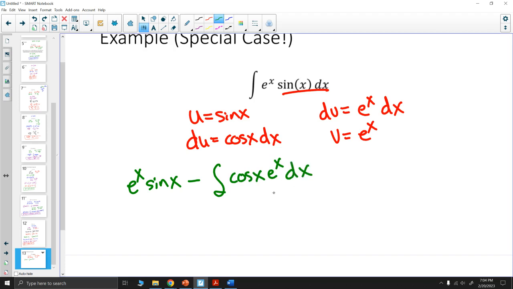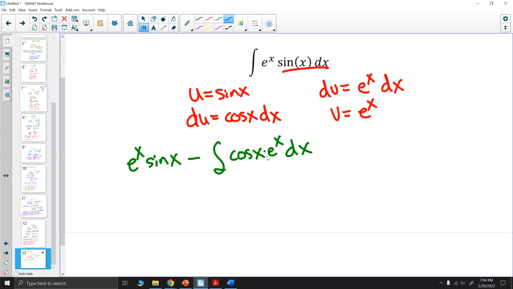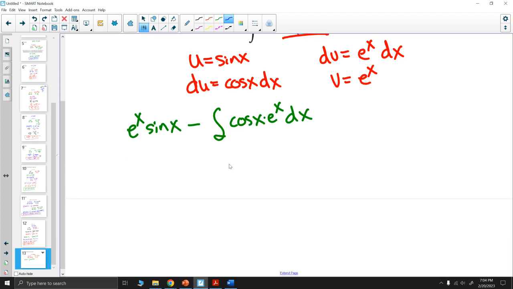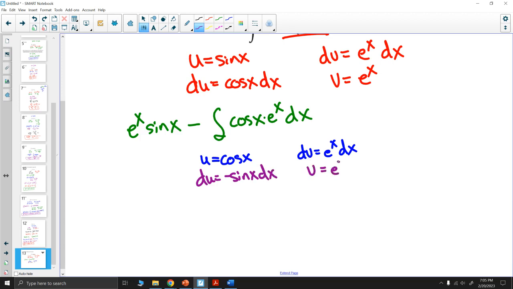Okay, so we've changed it a little bit, but now we have a new integral that we have to deal with, and it's still going to follow the same basic pattern. Again, e to the x, we're going to choose to be our dv, and this thing we're going to choose to be our u. So we have to do another integration by parts. That is to say that cosine x is our u, and dv is our e to the x dx. Again, we don't want to go changing on it. So du is negative sine x dx, and our v here is e to the x.